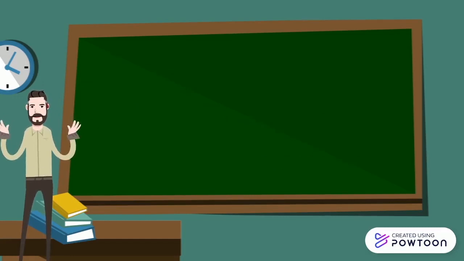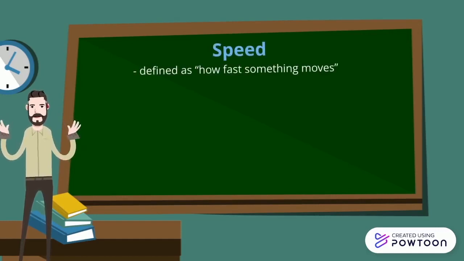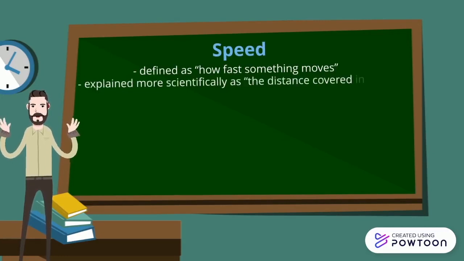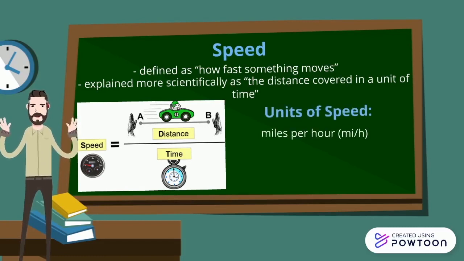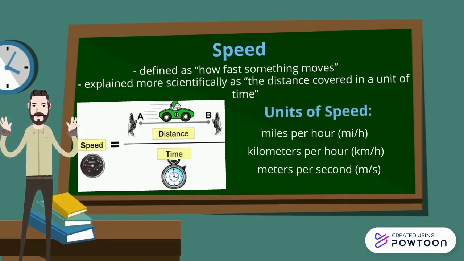Another term to define is speed and velocity. Speed can be defined as how fast something moves, or it can be explained more scientifically as the distance covered in a unit of time. The average speed of an object is defined as the distance traveled divided by the time it takes the object to travel the distance. The unit of speed can be miles per hour, kilometers per hour, or meters per second.